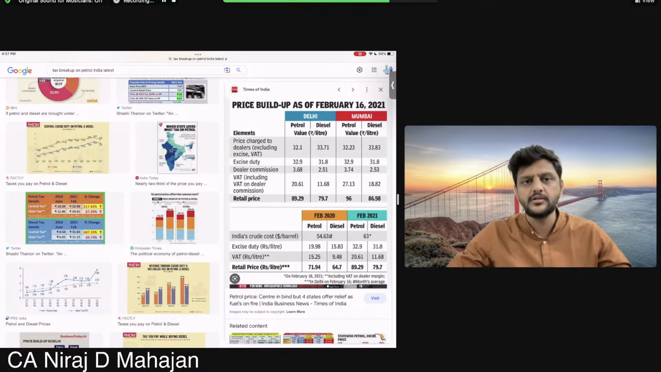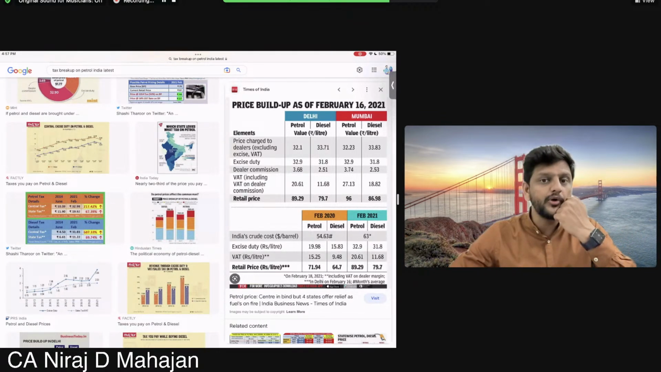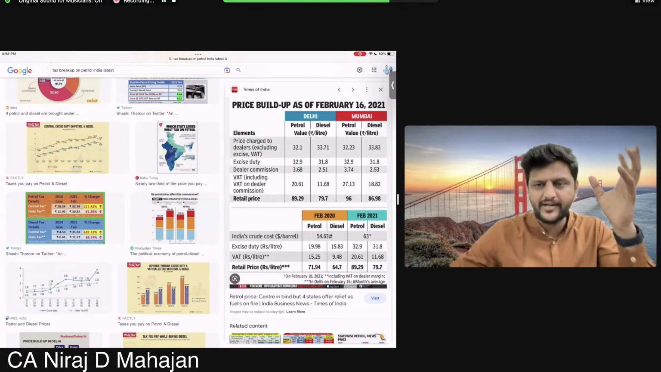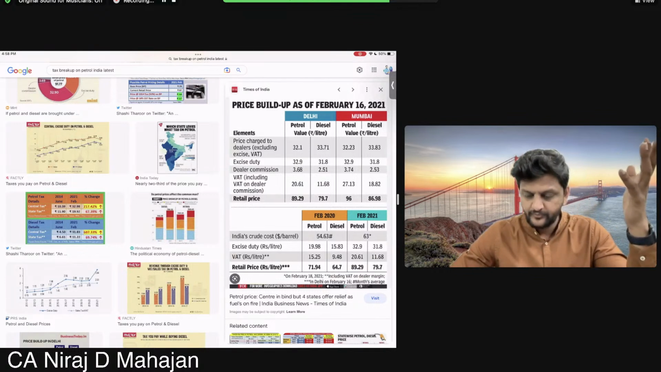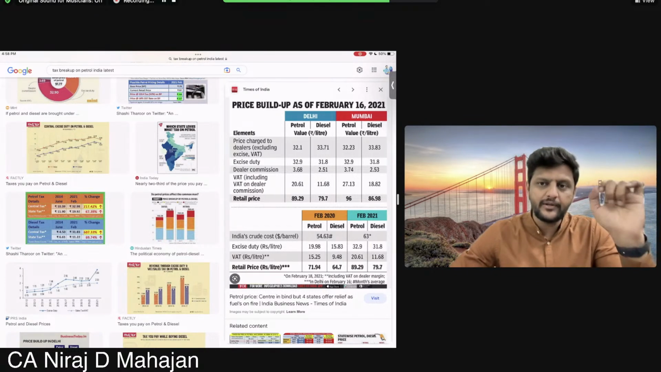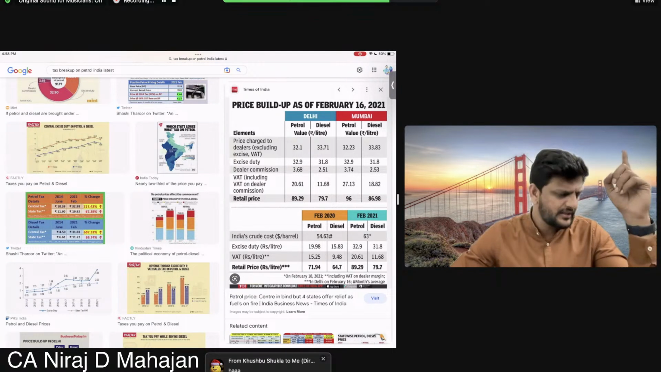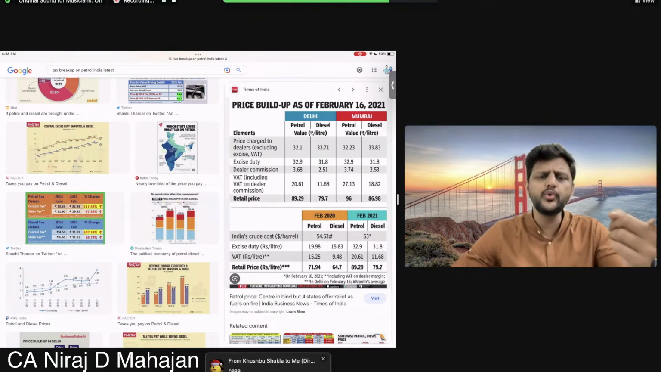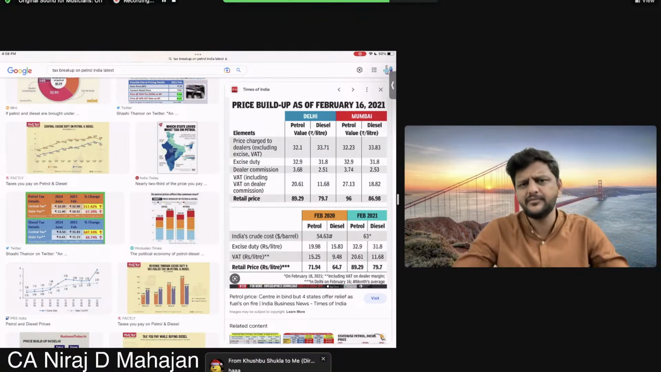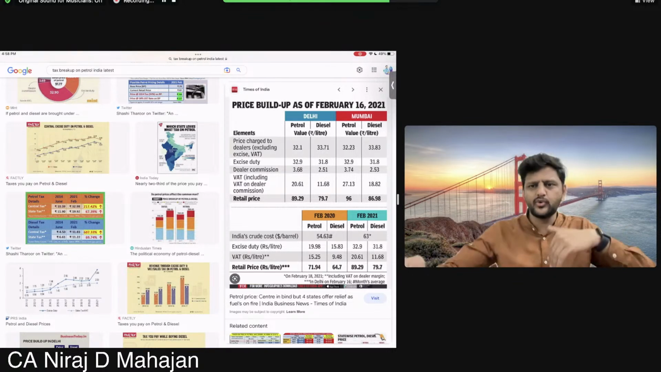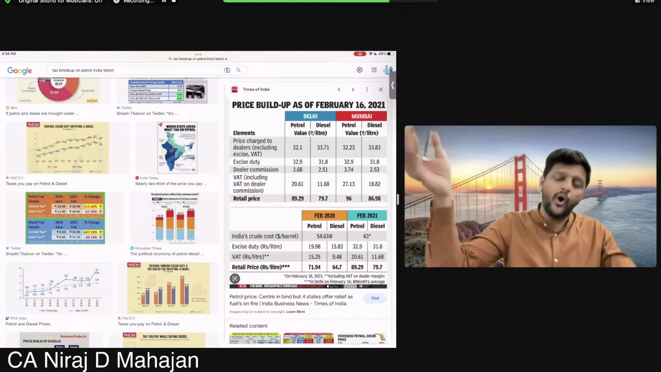Price charged to dealers excluding taxes, so net of taxes, okay, tax will be there. 32.23, can you see that? Petrol Mumbai. Price charged net of taxes 32.23, that is the output price. Charged to dealer, that means including the profit margin of ONGC and all of that, Reliance, etc. Excise duty, central government, same amount, 100%. Dealer commission, obviously dealer needs to have commission, that is completely okay. And VAT, I told you, VAT is on the just above amount. So whatever was there above, on that VAT.